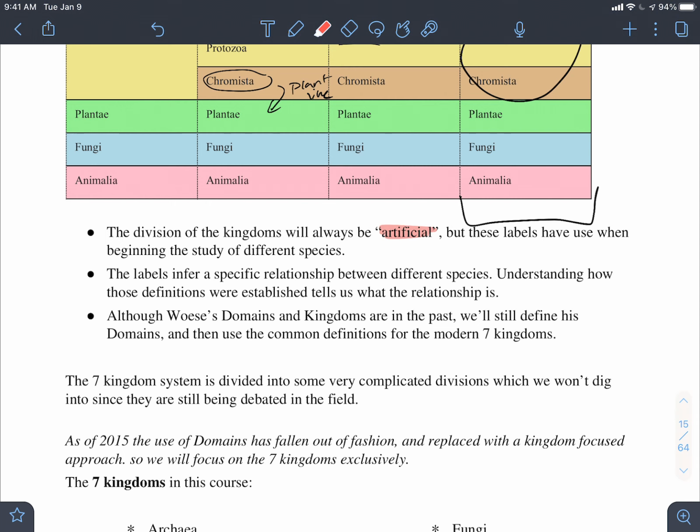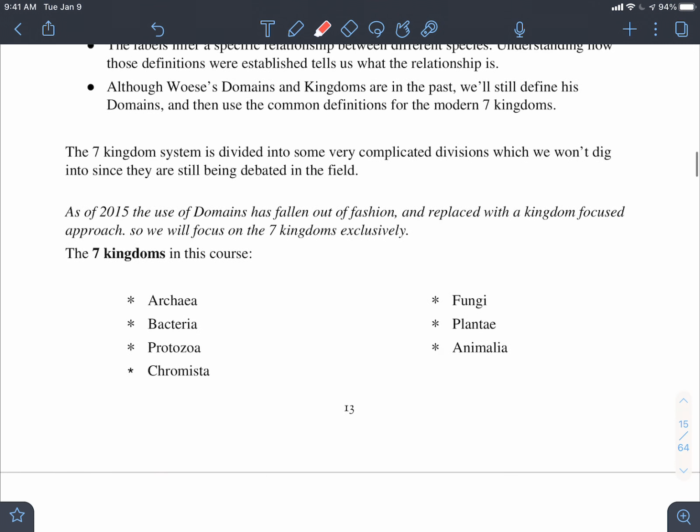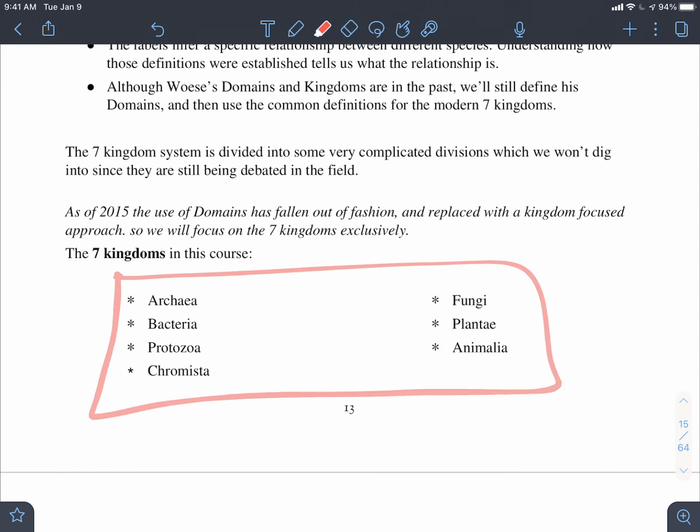Although these domains and kingdoms are kind of in the past, we don't really see them discussed as much now in modern biology. We do still use them sometimes for some simplifications. The 7 kingdoms system is divided into some very complicated subdivisions we're not going to get into, but as of 2015, the domains have even fallen out of fashion. So we really want to focus on a kingdom-forward approach. We're not really going to talk about the domains so much, but we will discuss these 7 kingdoms in this course. Hopefully that's interesting to you.